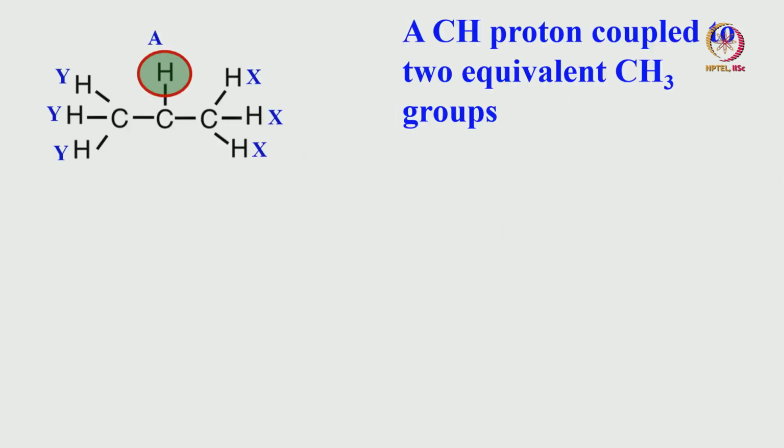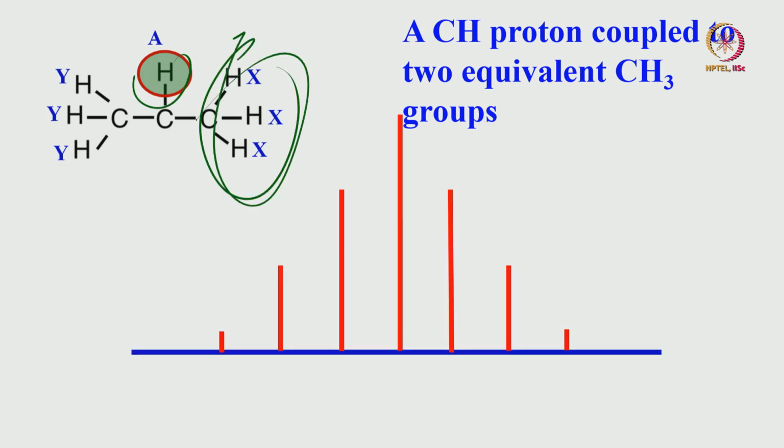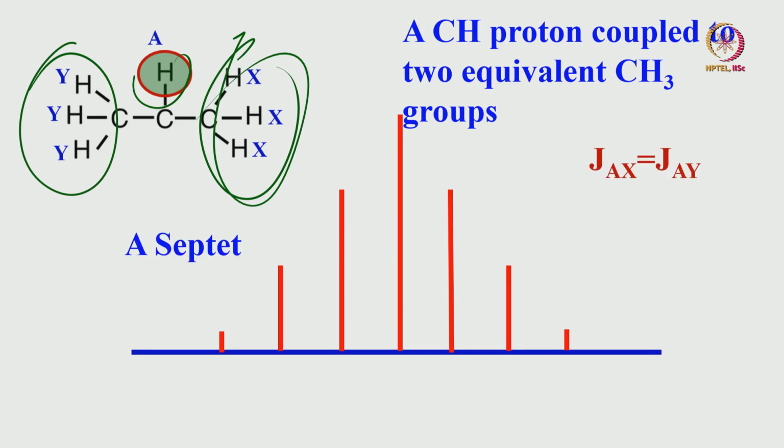So, we will take the example of another one. A CH proton is coupled to two equivalent CH3 groups. Now, you should understand, already you know what type of pattern we expect. This CH3 coupled to this CH coupled to this CH3 will be a quartet, and each layer of the quartet is further split into a quartet because of this, and because of the overlap of the transitions, we are going to get what is called a septet, a 7-lane pattern. If the couplings are equal, AX and AY are identical. This is the intensity ratio 1, 6, 15, 20, 15, 6, 1.